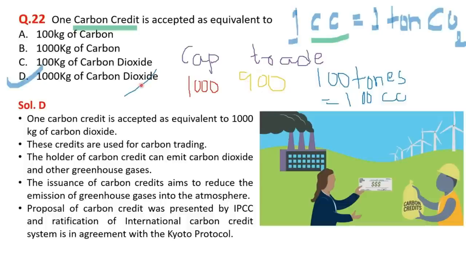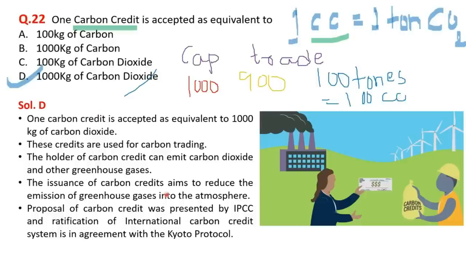And as I mentioned, this can be carbon dioxide or any other greenhouse gases. So how can we reduce? By implementing any of the new technologies and all. So we can have a newer, cleaner atmosphere in our country, as well as we can earn more money also. Okay? So this is what the concept of carbon credit means.